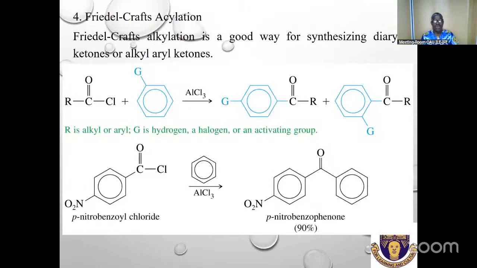Now, another method, or method number 4 of preparing them, is by Friedel-Crafts acylation.